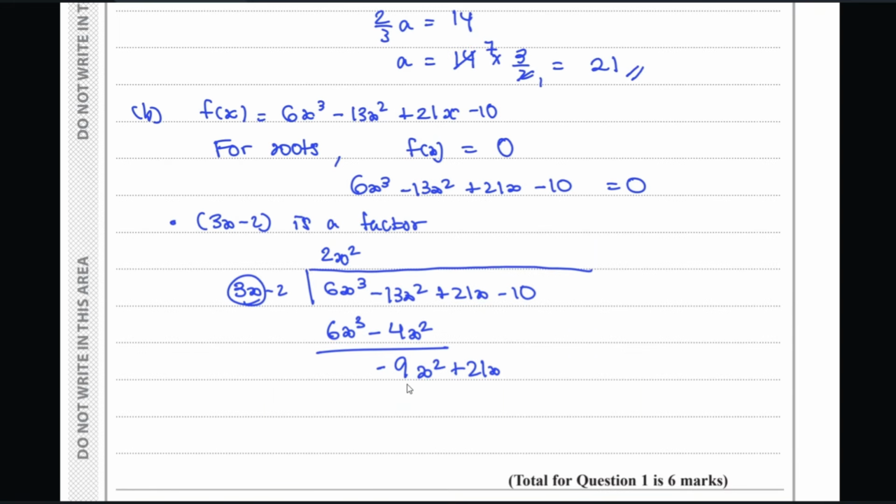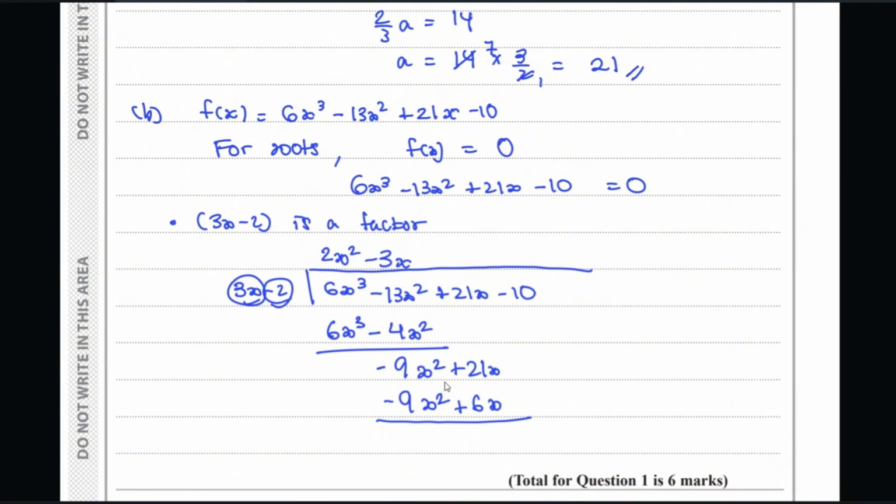And then we'll try and multiply 3x with something that gives us minus 9x squared. So 3 times minus 3 will give us minus 9. x times x will give us x squared. So 3x times minus 3x will give us minus 9x squared. Let's multiply minus 2 with minus 3x, and that'll be plus 6x. And let's subtract the bottom from the top.